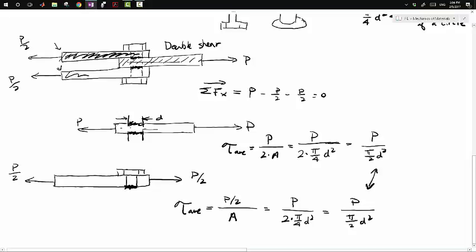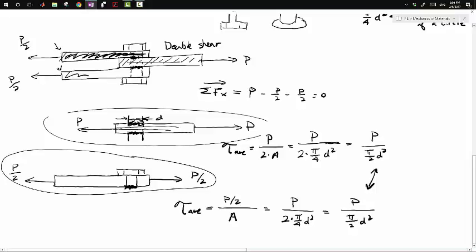So it doesn't matter which member you analyze, but you have to first find the load that's going through that member and figure out how much area is under shear. For the first case, we had to calculate twice the area and divide that into the load passing through the shear area, which is P, versus the second case where the load was P over 2 and the shear area was just 1 times the area, but we end up getting the same answer.